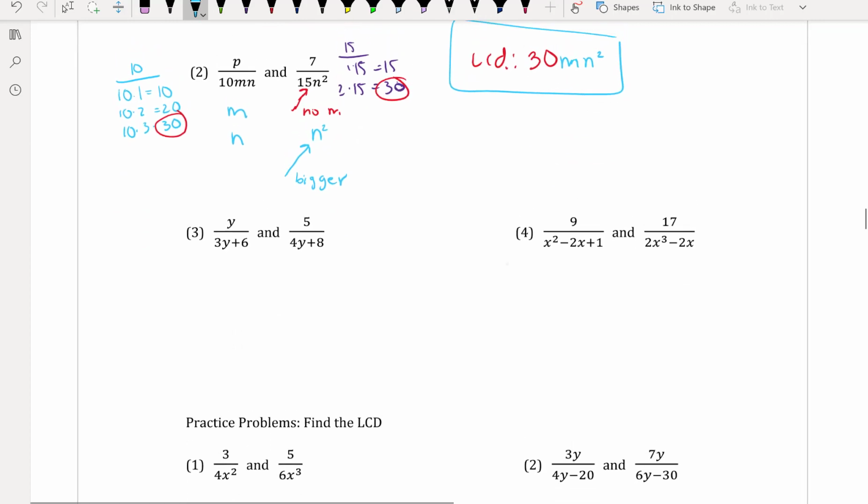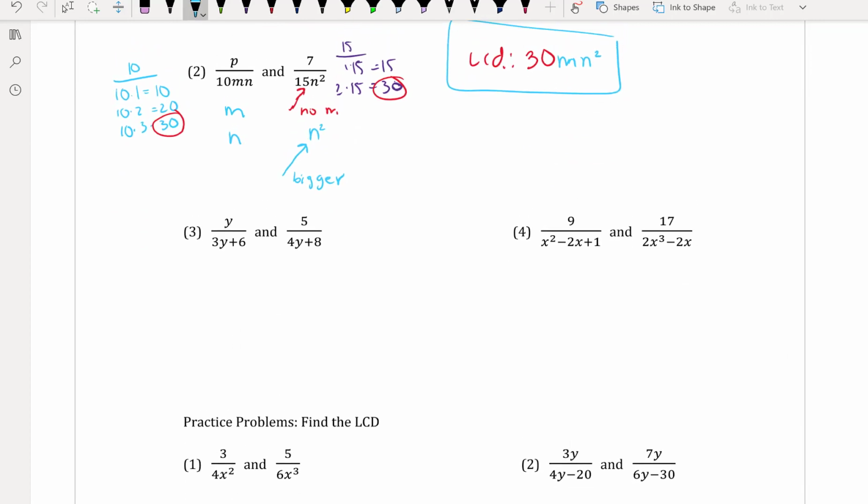Okay. Now, for number 3, what we're going to have to do is factor first. So I'm going to look at this denominator. When I factor, I see my GCF as 3, so I'm left with a y plus 2. Now, for the next one, I see my GCF as 4, so I'm left with y plus 2. So my LCD, well, if I'm looking at just the numbers, if I have 3 and I have 4, the LCD of 3 and 4 is 12. And I also have my y plus 2. So that's going to be my final answer.